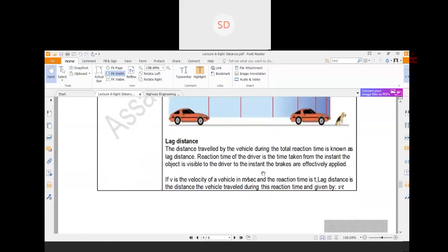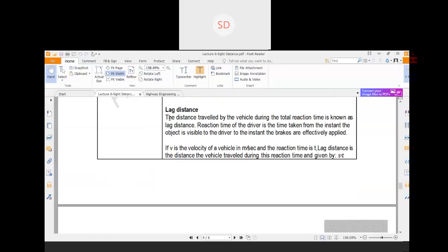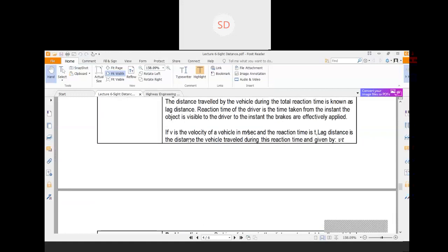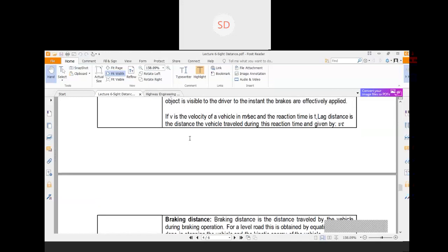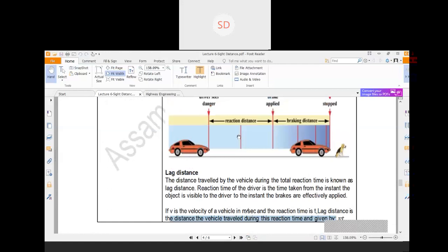Now let us discuss the lag distance. The distance traveled by the vehicle during the total reaction time is known as lag distance. Now coming to the derivation portion, suppose v is the velocity of the vehicle in meters per second, and suppose the reaction time is t. So the lag distance is the distance traveled during this reaction time, and it would be given by v into t. So this is very simple.